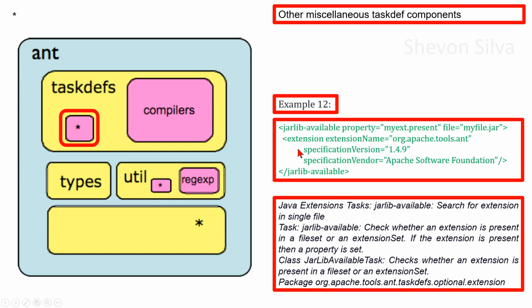Now we are considering jarlib-available in Java extension tasks. Here, search for an extension in a single file. The task jarlib-available checks whether an extension is present in a file set or an extension set. If the extension is present, then a property is set.